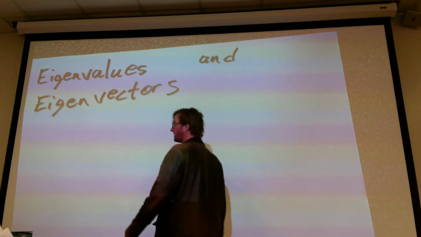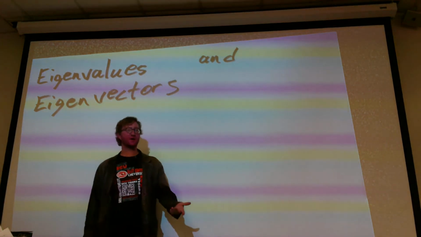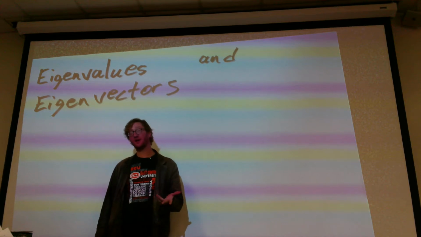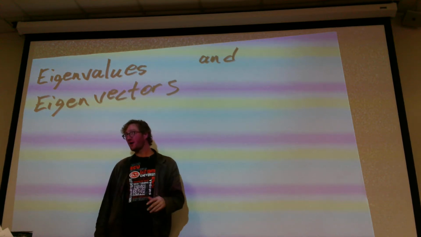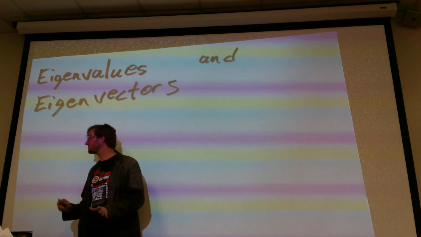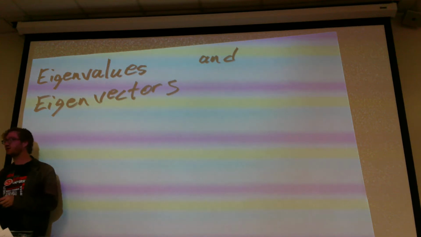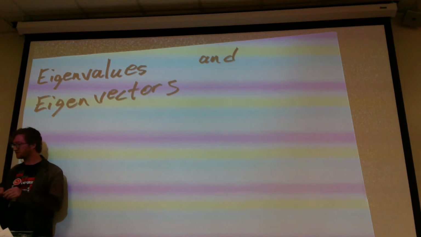Okay, so today we're going to start with eigenvalues and eigenvectors. Now, the eigenvalues and eigenvectors of a matrix really convey a lot of information. Okay, so what is an eigenvalue and an eigenvector of a matrix?